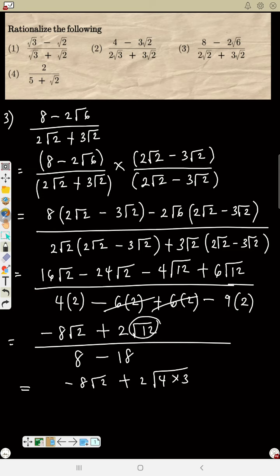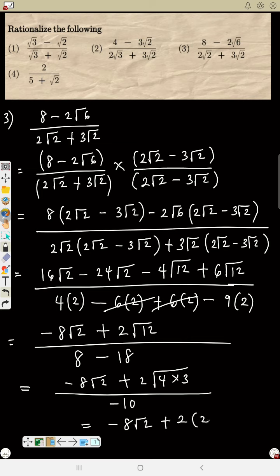You change this to two numbers, that is, one will be a perfect square, the other will be a prime. Divided by 8 minus 18, that is minus 10. So this will be minus 8 root 2 plus 2 bracket 2 root 3. That is, square root of 4 is 2, which is the one that we see outside. Then square root of 3 will still remain inside, divided by minus 10. So I can have one last step.